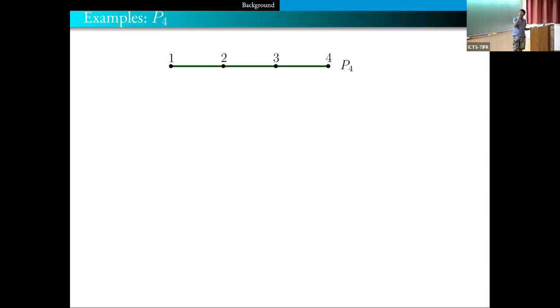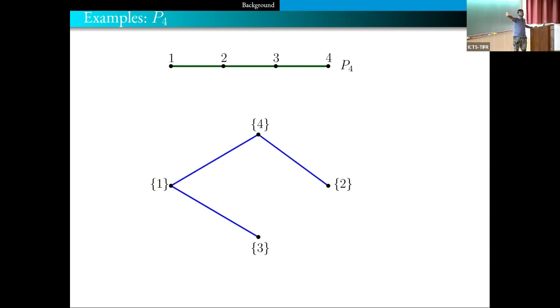What about P4? If you have 4 points, the complex will contain the 4 points, and the independent sets will be {1,3}, {1,4}, and {2,4}. So this is the independence complex of P4. Again, what is this? This is a line, and hence it is homotopically the same as a point, and therefore the independence complex of P4 is a point.